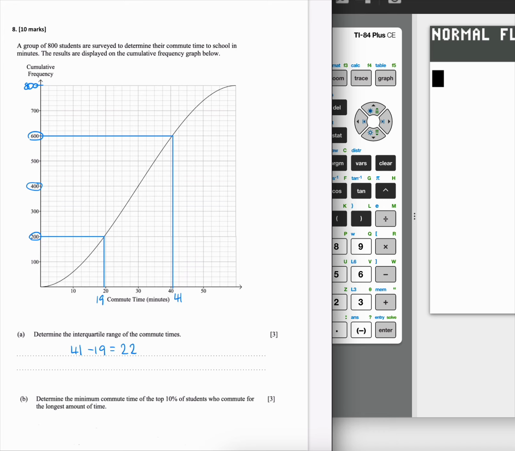So that question is 3 marks. There is going to be one method for using the graph. There is another method for subtracting correctly, and then one for the answer.